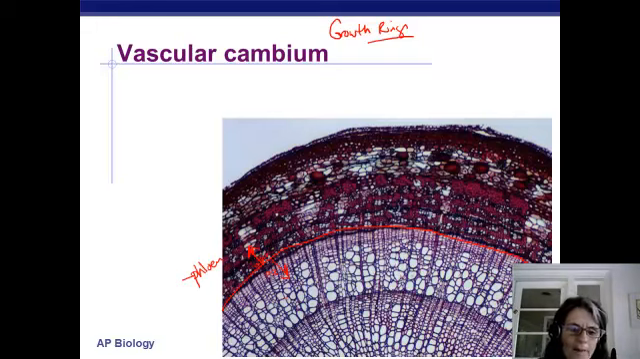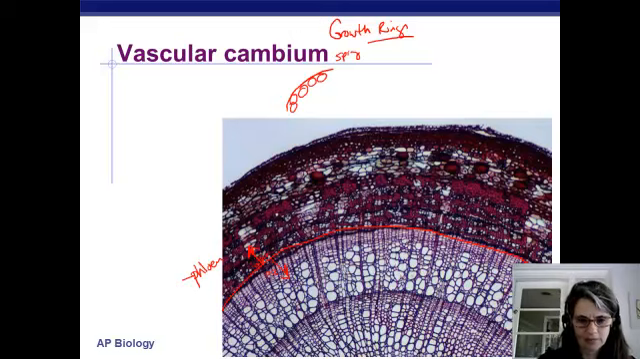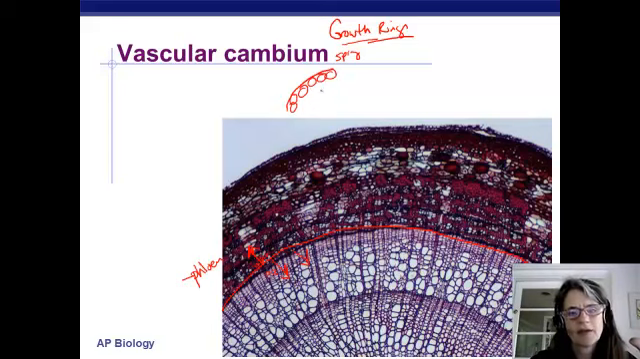Okay, now if this is my vascular cambium, let's say we're starting in the spring, and so springtime, there's lots of water, there's lots of sunlight, we can have very vigorous growth. So the cells that my vascular cambium produces, and I'm talking about xylem cells right now because that's where the growth rings occur, they grow really, really big.